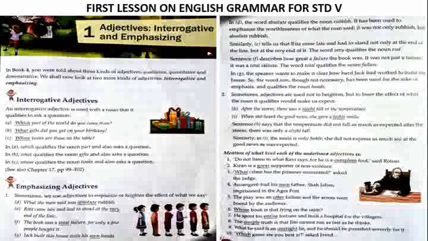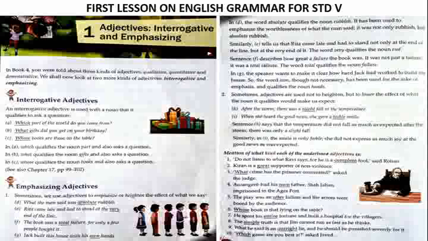So now let us discuss some examples. I will give you some examples so that you can understand it clearly. I am telling the sentences, listen carefully. Which book is yours? In this sentence, which is the interrogative adjective which is qualifying the noun book. So here, which is interrogative adjective.